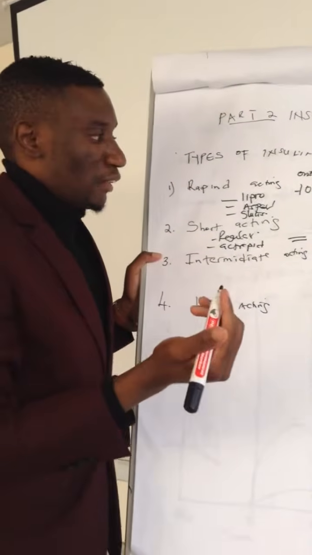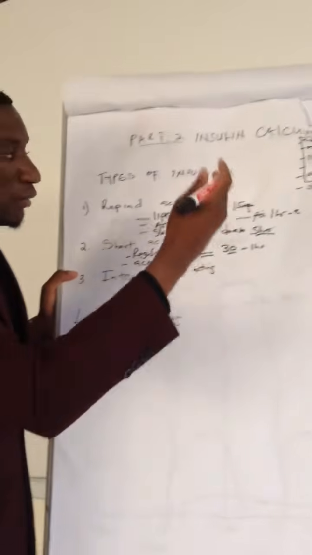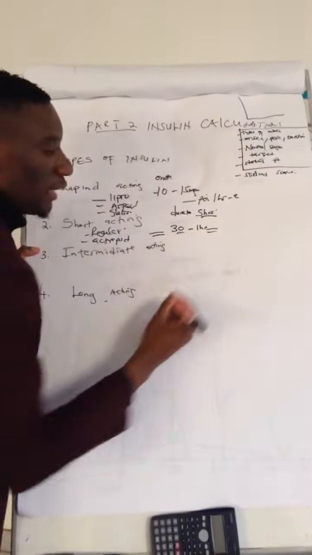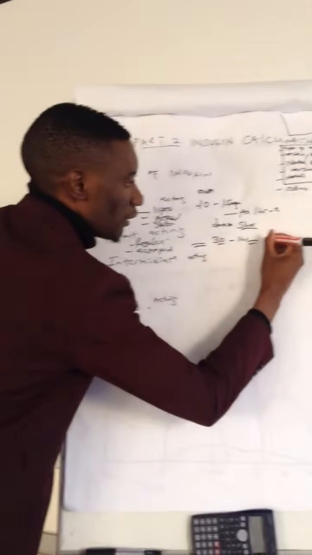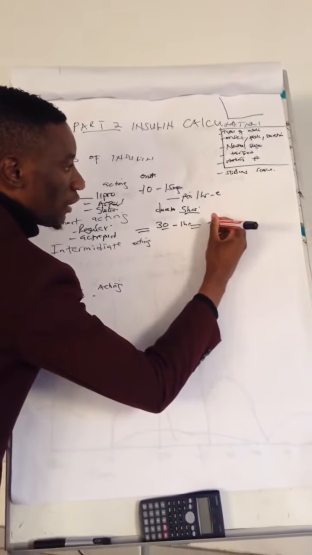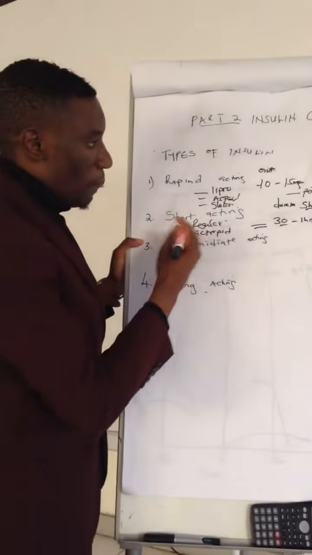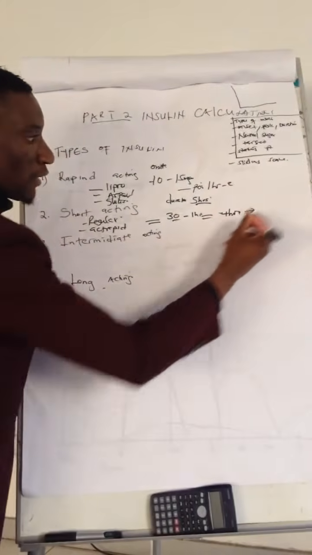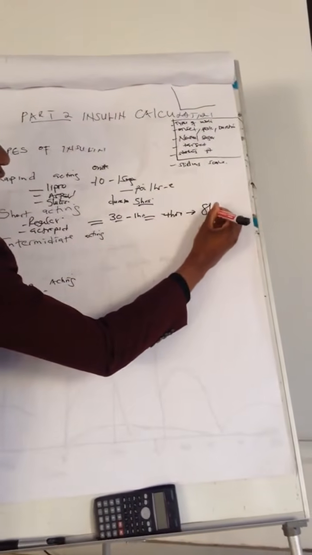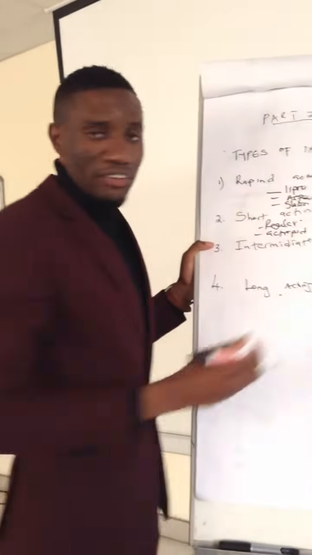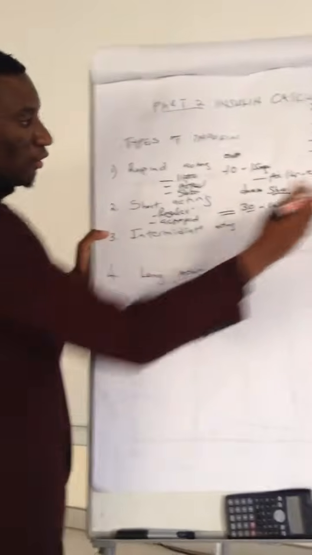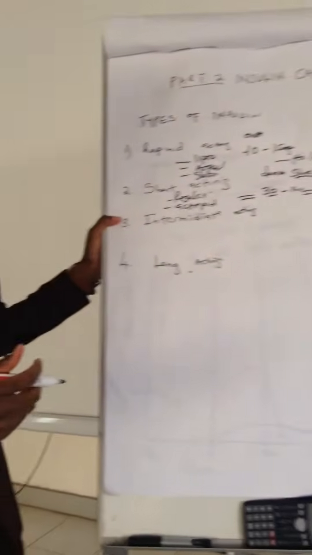When does it peak? This one peaks quite a bit later. They begin to peak at about 4 hours. The peak is about 4 hours with this one, and then it works up to about 8 hours. So it can work up to 8 hours. That's the duration of action. So the average peak time is about 4 hours, and then it goes on up to 8 hours. That's about the short acting insulin.